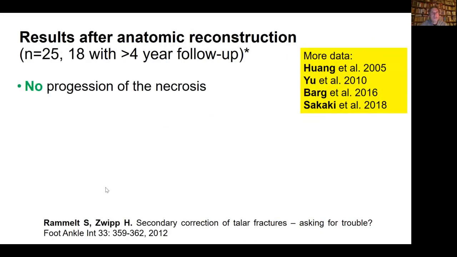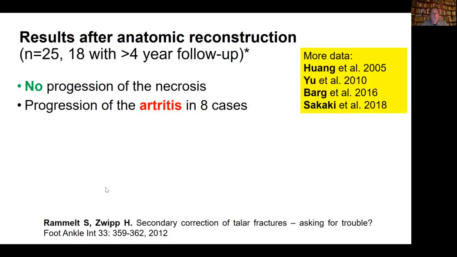So these are our results after anatomic reconstruction, so joint preserving procedures, and they are echoed meanwhile by some other colleagues who did the same things. The most important thing is if you do an osteotomy along a former fracture of the talus and you take care of the soft tissues and the blood supply, then there's no progression of necrosis. So those patients type 1 and 2 without necrosis, they didn't develop necrosis, and those of type 3 with the partial necrosis didn't progress with necrosis.